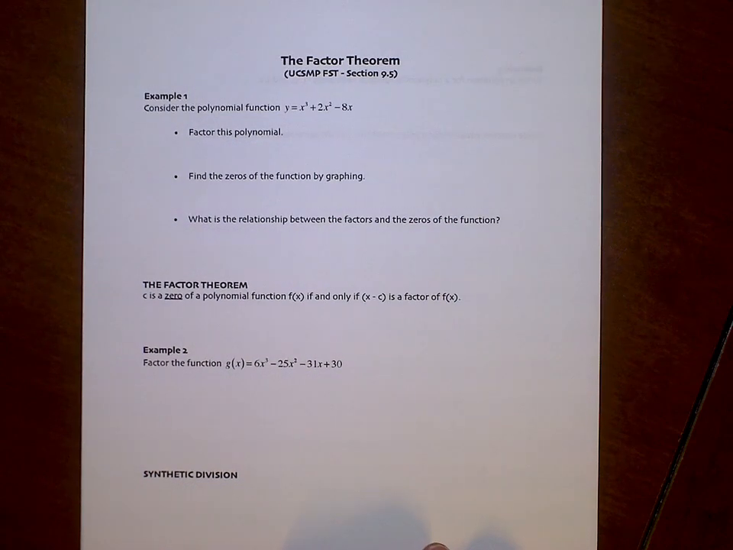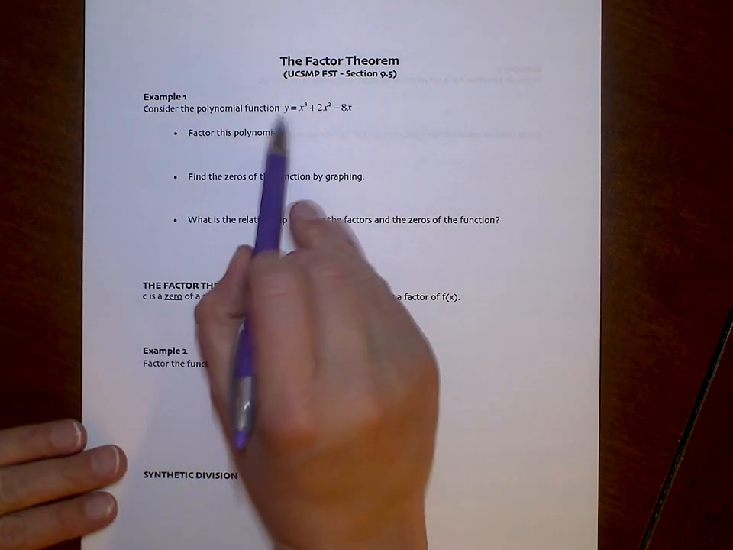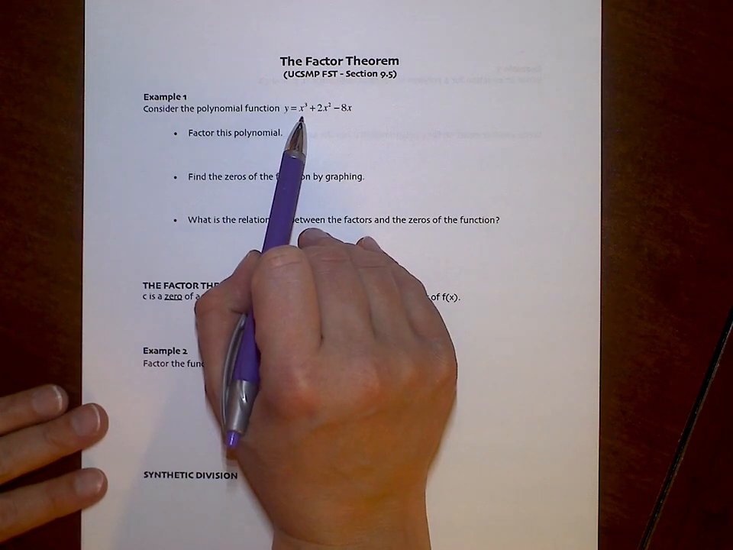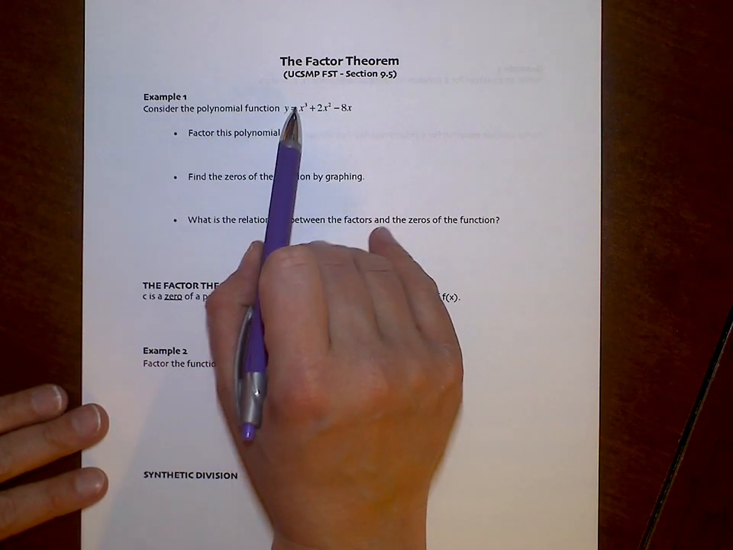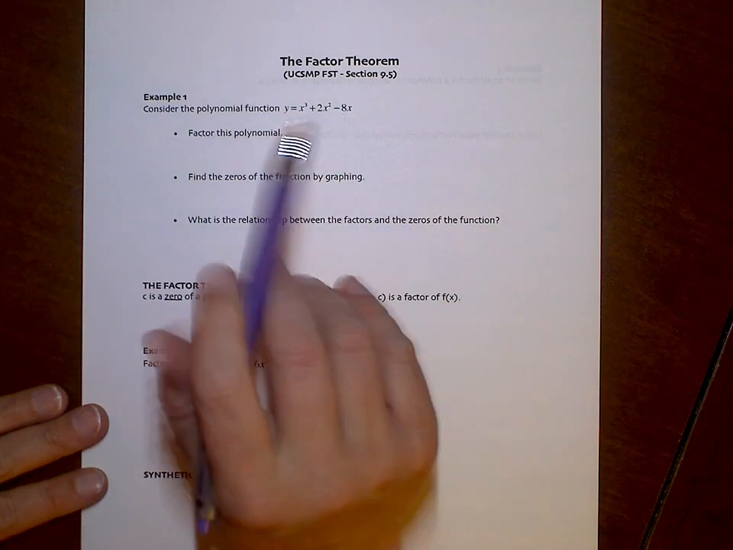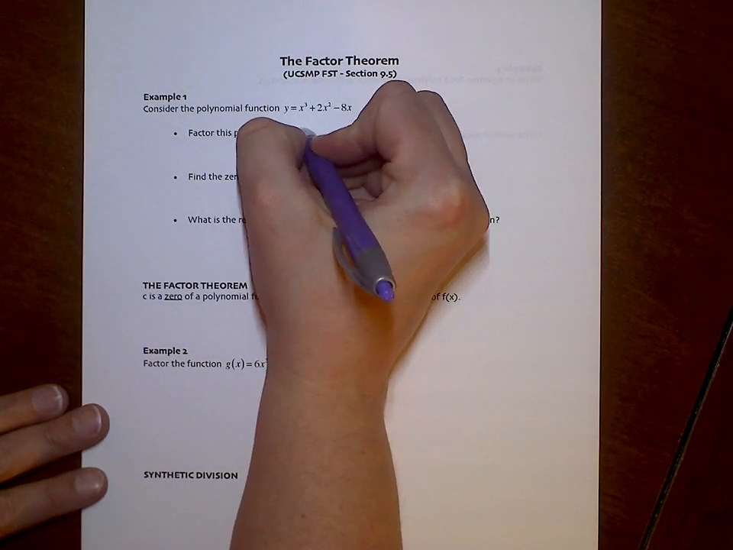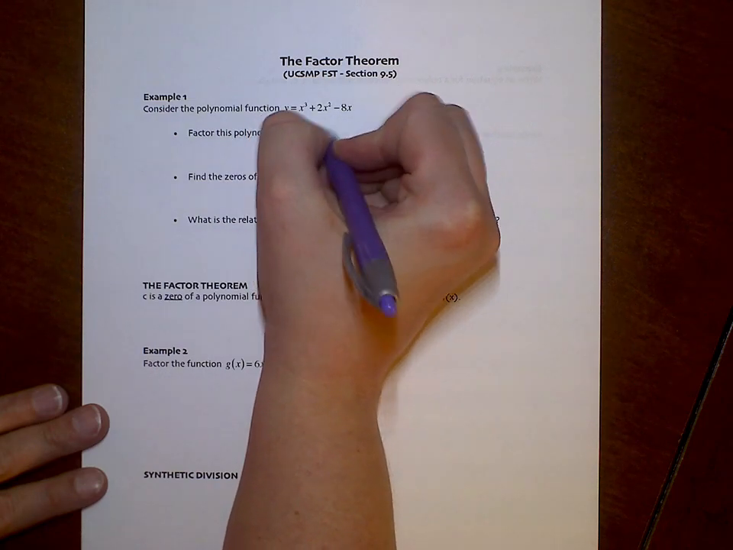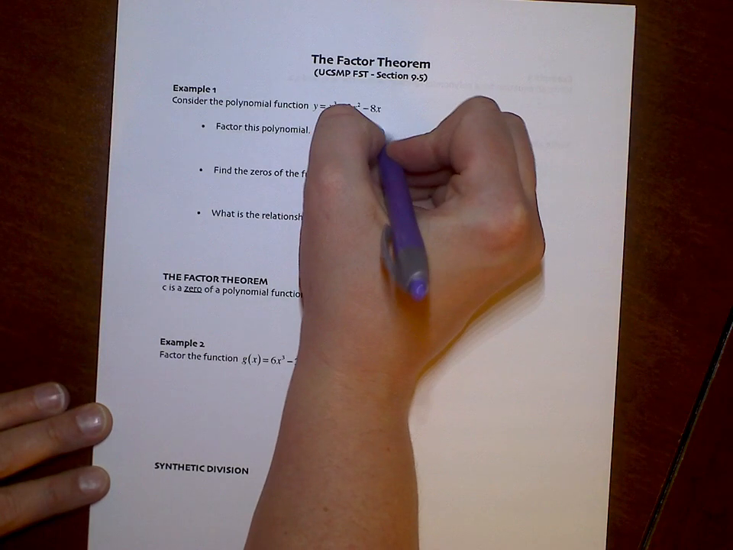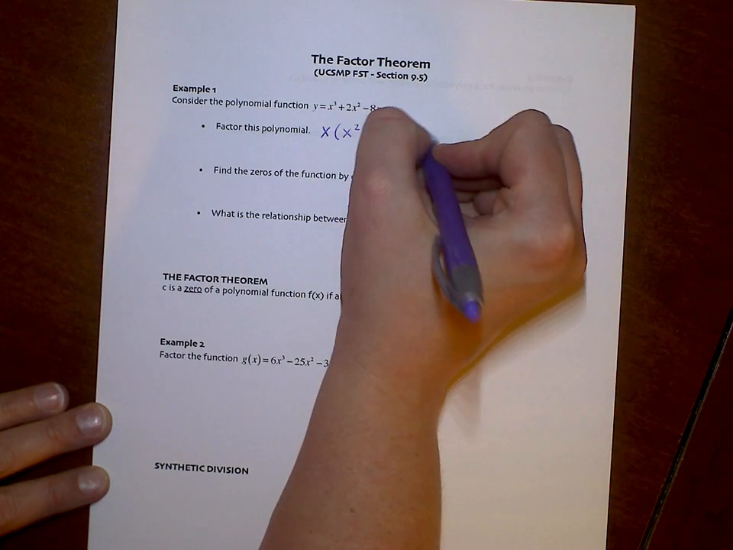So we're going to start out with this first example, y equals x cubed plus 2x squared minus 8x, and you'll notice the first question just says factor this polynomial. That should be easy for you at this point. That should be something that you've done lots of times. So if I was going to start to factor this, the very first thing I would look for, as always, is a GCF. And it looks like I can pull an x out of everything. So I'm going to start by taking out an x, and I would be left with x squared plus 2x minus 8.